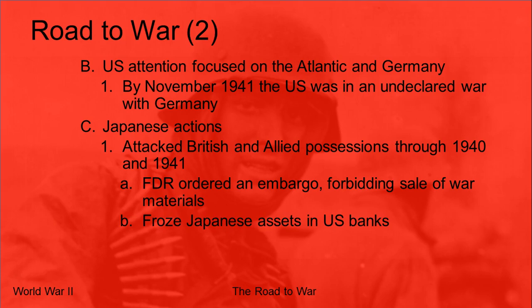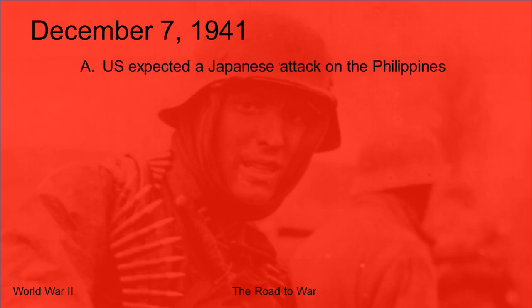He's also going to order the Treasury to freeze all Japanese assets that were in U.S. banks. That means if the Japanese have money in a United States bank, they are no longer able to have access to it. We have frozen that account. And this will lead Japan into their biggest gamble of the war, December 7th, 1941.